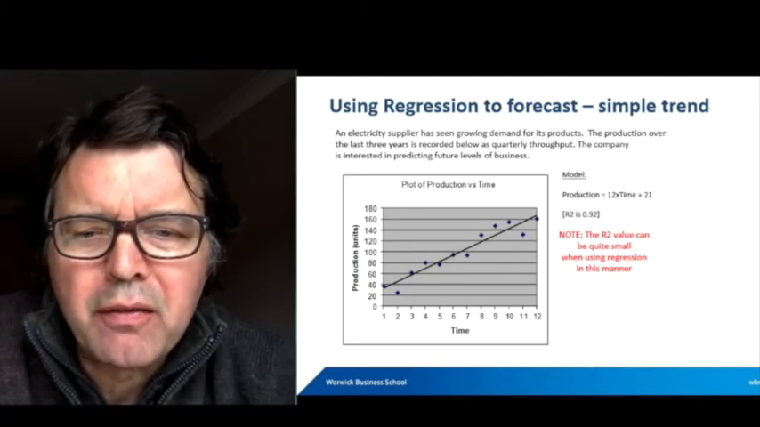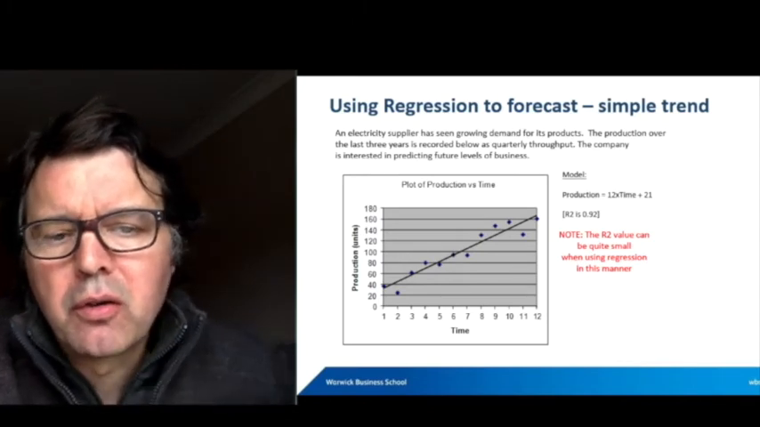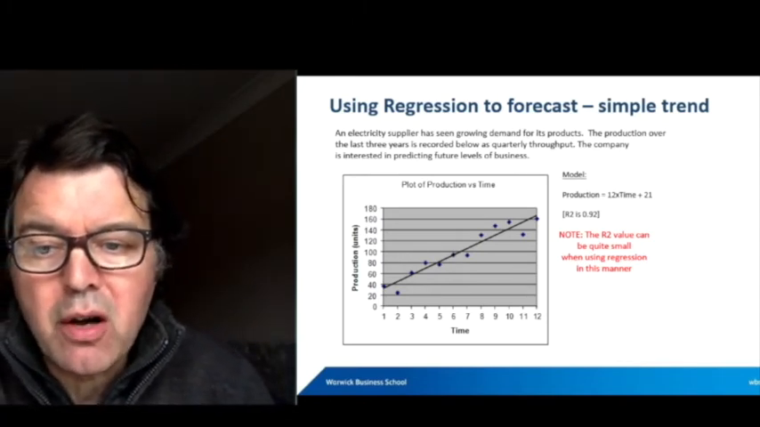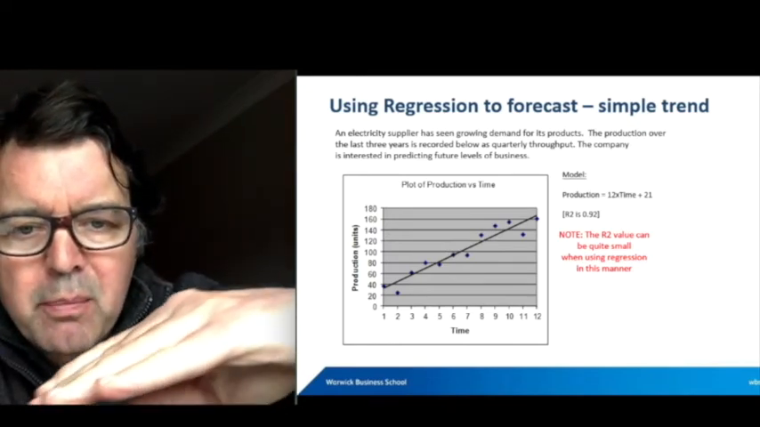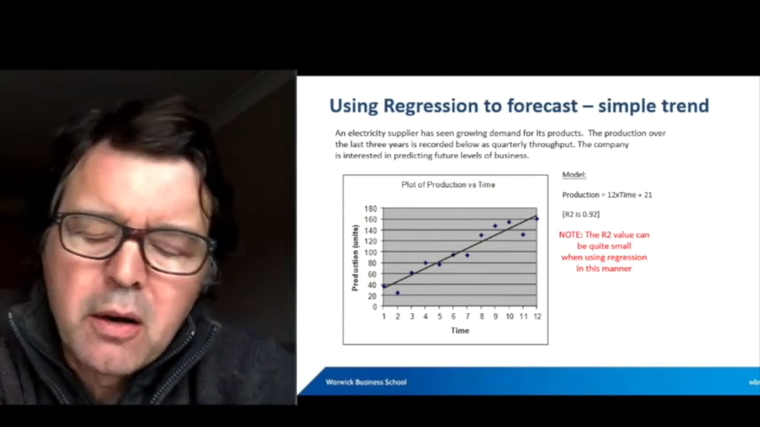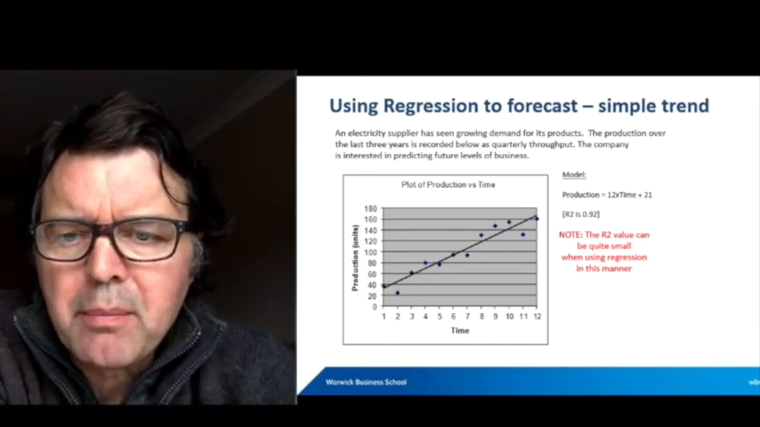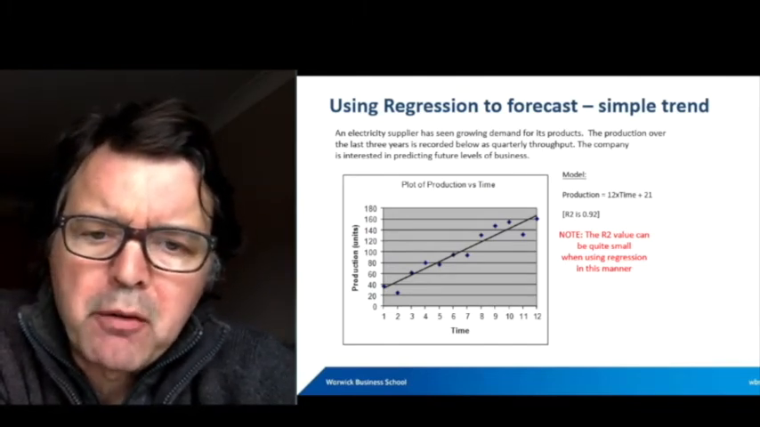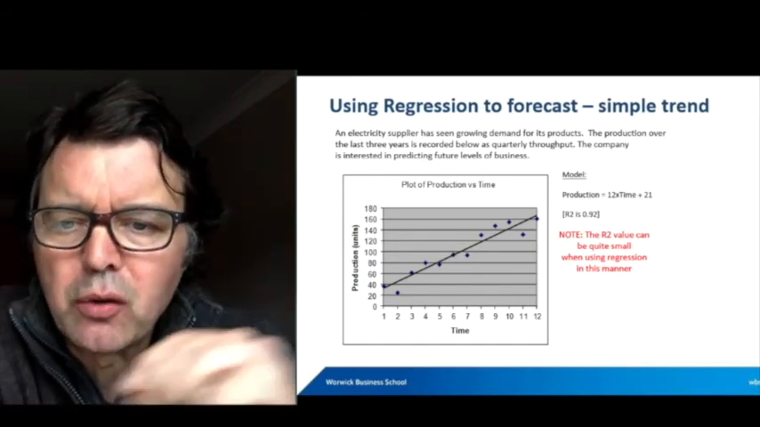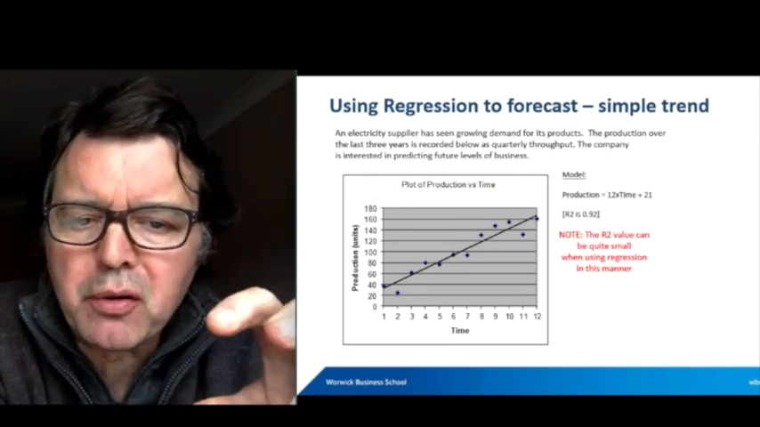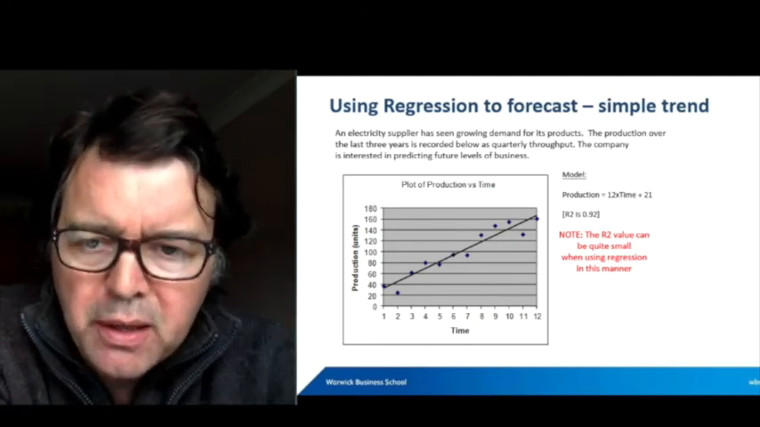So we have to be very careful. The future production could well level off, or it could even start coming down. In fact, you could argue that there's some evidence that it might be slowing down, although it's not clear. Regression can be useful, to put a regression line through data, but we have to be very careful, because this is not a causal relationship between production and time. Just because something increases doesn't mean that it has to increase forever.